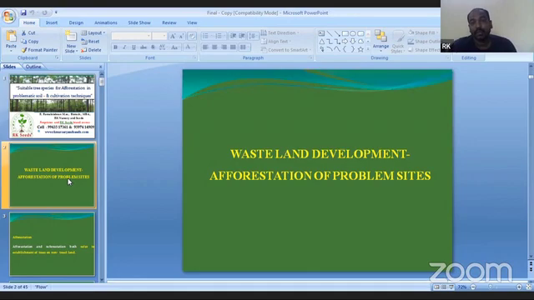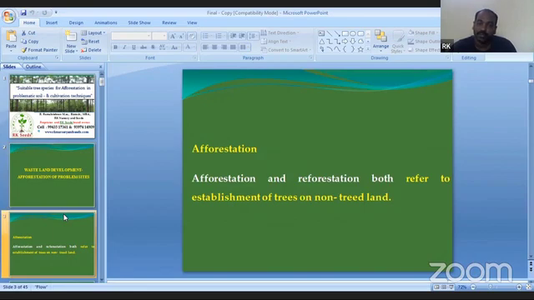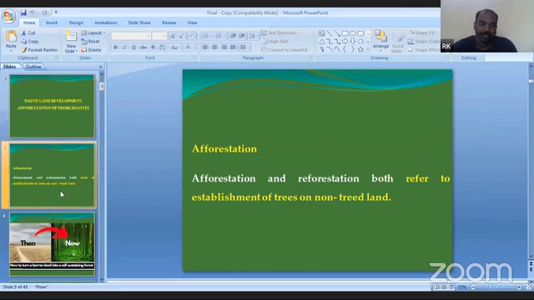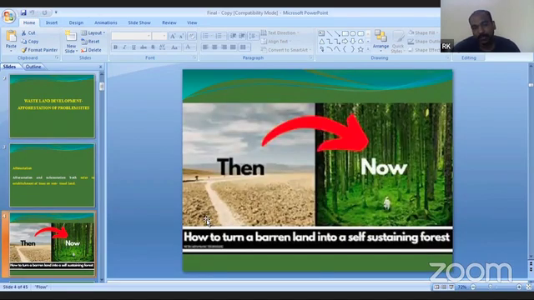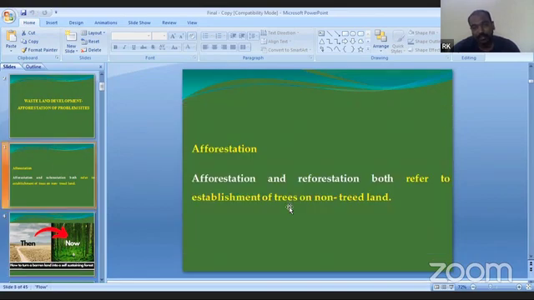First, wasteland development, afforestation of the problem soil. So what is meant by afforestation? Afforestation or reforestation both refer to the establishment of trees on non-tree land. This is called afforestation: the establishment of trees on non-tree land. That's all. Next picture. You see this picture. This is the meaning: establishment of trees on non-tree land.